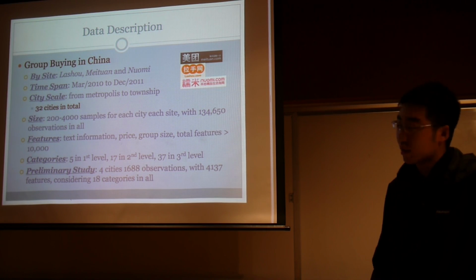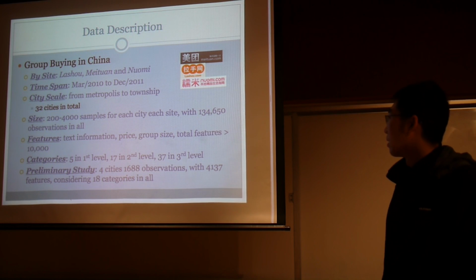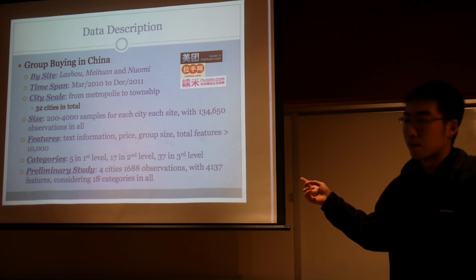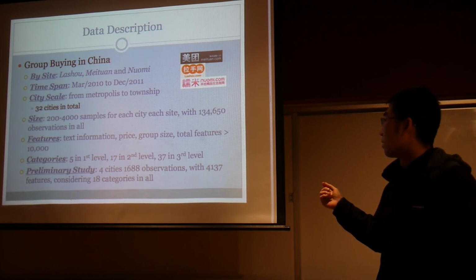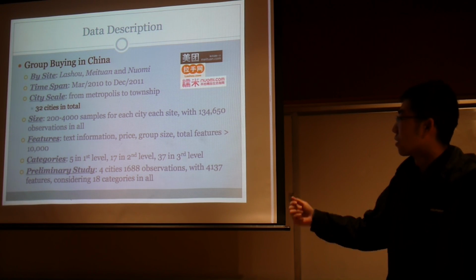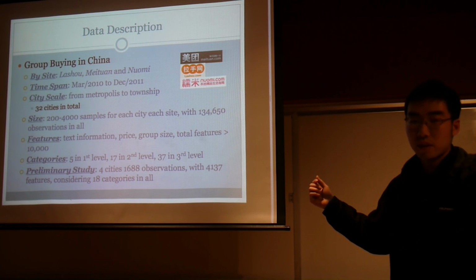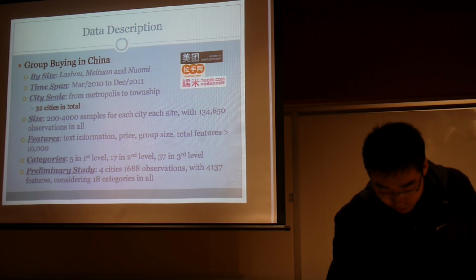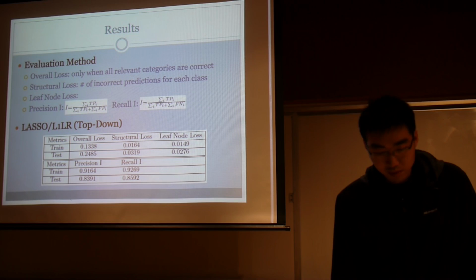Right now, we have only done a preliminary study on the data from 4 cities. It's only a 1,600 sample data set with 4,000 features, and we're only considering 18 categories. And here are some of the results.